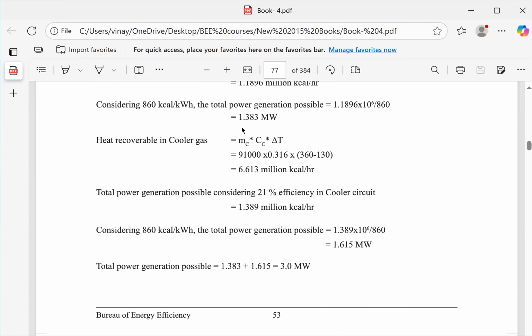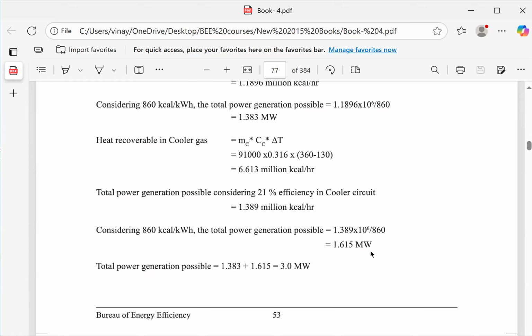mCp delta T. M is the mass, so many kgs per hour. Cp is the specific heat of the gas, and delta T is the temperature difference. You get so many million kilocalories, but the conversion efficiency is only 21%, so take only 21% of this value. Now this value converted into electricity means so many kilocalories. Million kilocalories is converted into kilocalories by multiplying by 10 raised to 6 upon 860.